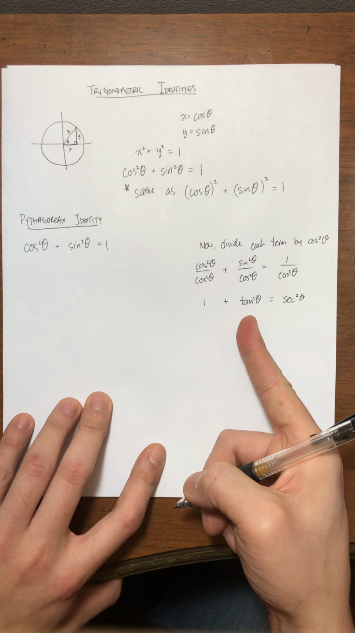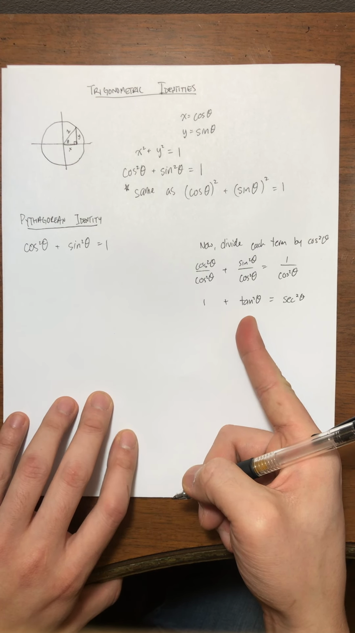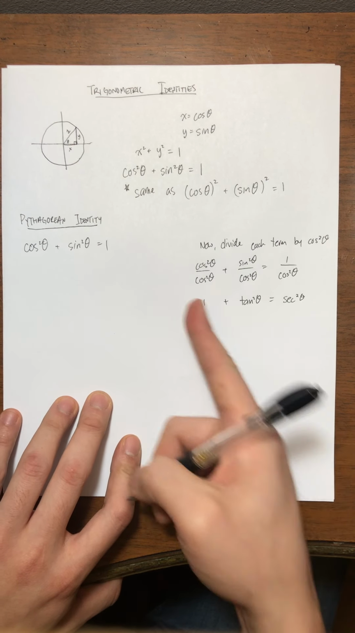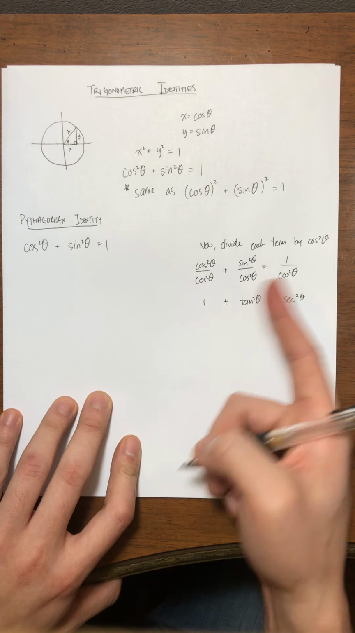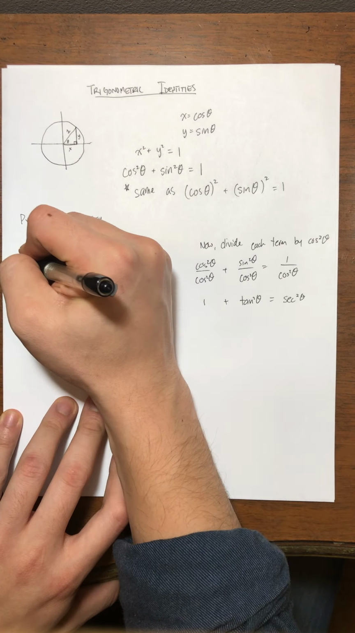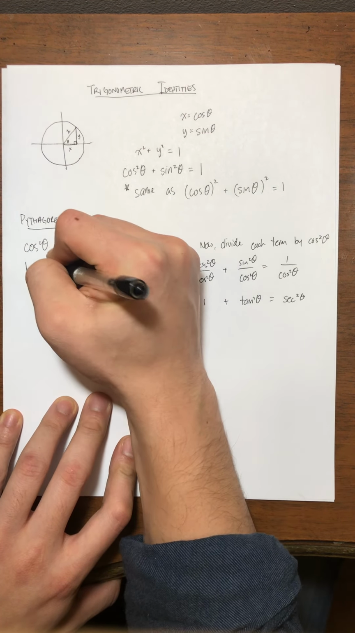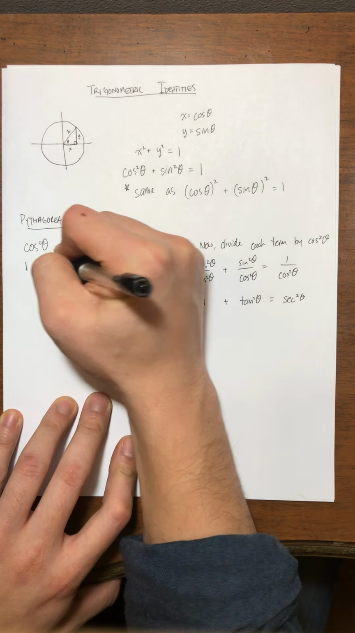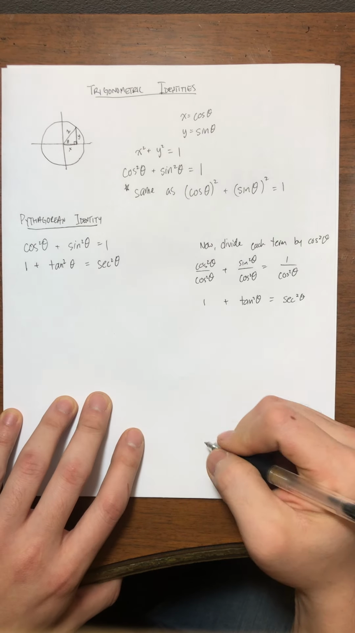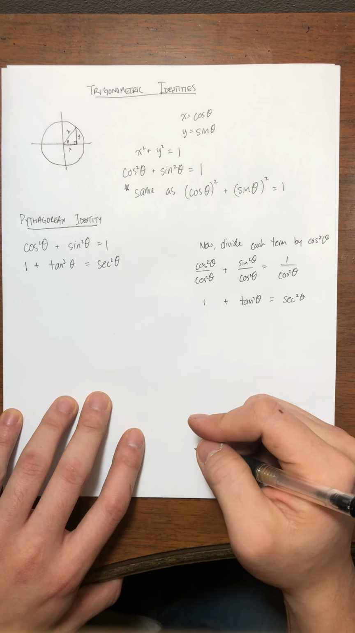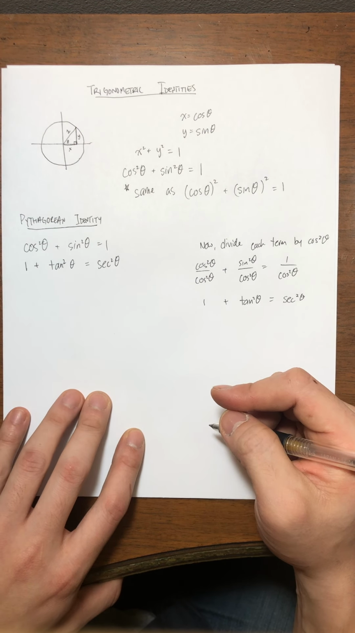And so here is our second Pythagorean identity. Again, it just came from the fact that we divided each term by cosine squared theta. So I'm going to write that down as our second Pythagorean identity. We have a third Pythagorean identity. Maybe some of you can guess where it's coming from.